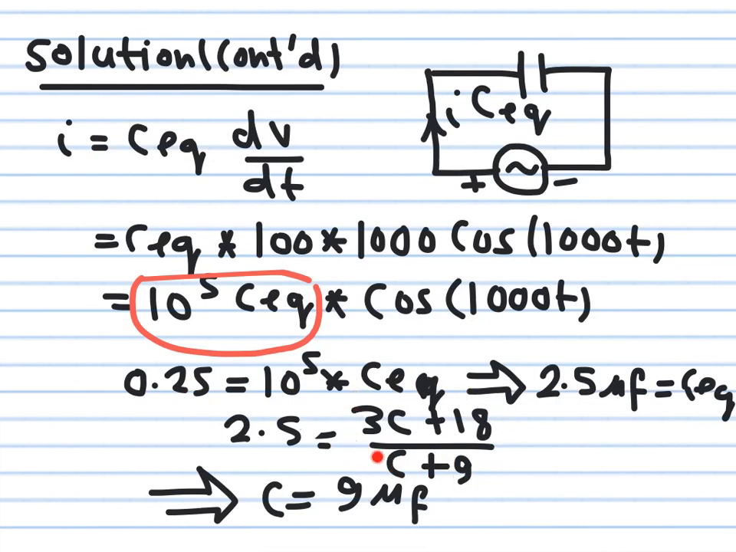If you multiply both sides by 2.5 and you collect all the coefficients, you'll be able to see that C is equal to 9 microfarad. So the conclusion from all this discussion is, if you connect capacitors in series, we treat them like resistors in parallel. If you connect capacitors in parallel, we treat them like resistors in series. If you have capacitors connected in series, the voltage is divided between them in the same way we divide the current between resistors in parallel.